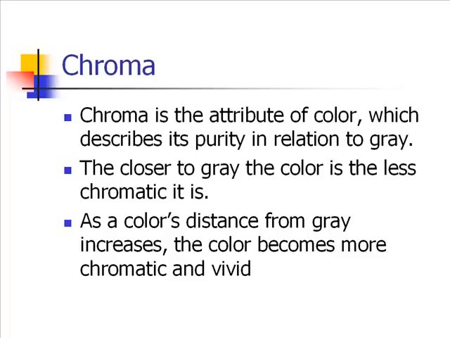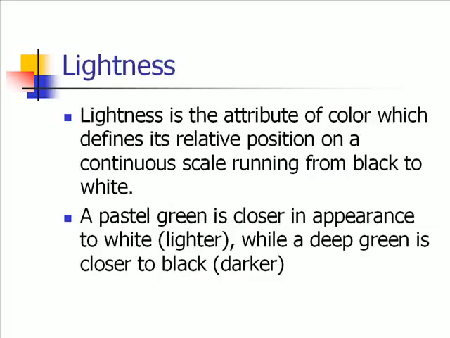Lightness is the attribute of color which defines its relative position on a continuous scale running from black to white. A pastel green is closer in appearance to white, while a deep green is closer to black. So the pastel green is lighter, the deep green is darker. And we can describe any color that we see in terms of its hue, its chroma, and its lightness.